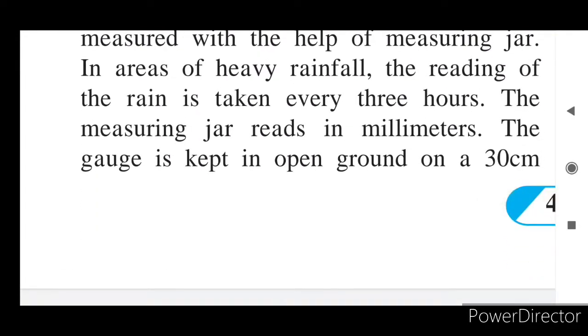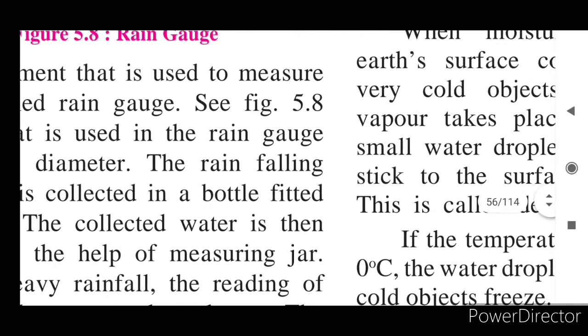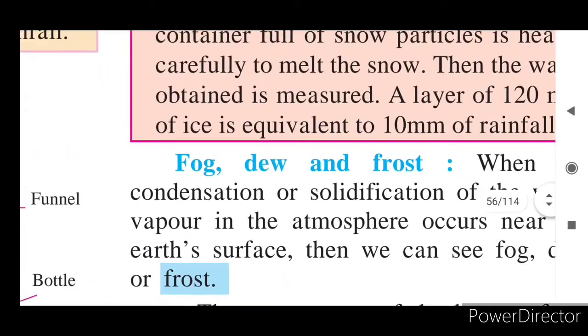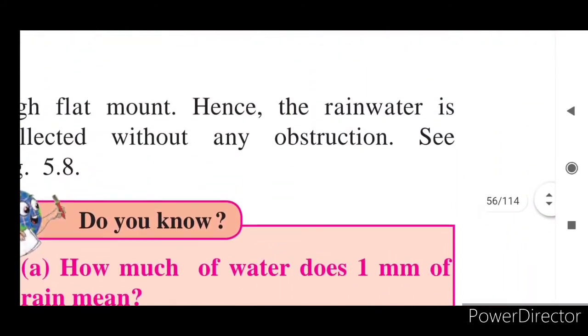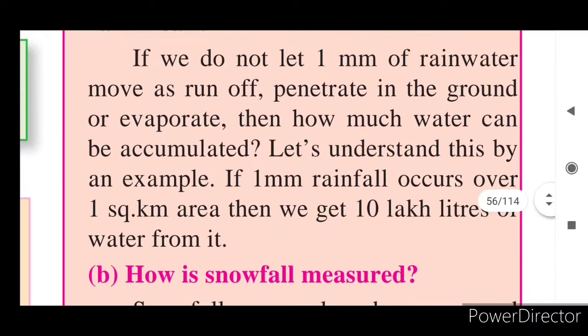Okay, so here they are saying that this rain gauge is kept in open ground. Why in open ground? Because there should be no tree, nothing, no kind of disturbance. The rainwater should fall directly in the measuring jar. Hence the rainwater is collected without any obstruction. We have seen figure 5.8. Now see what is said here.